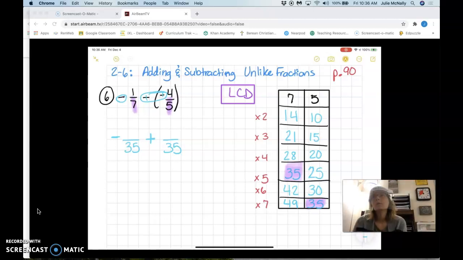Now, I have to write my new numerators on top now. What did I multiply 7 by to get 35? 5. So if I multiplied the bottom by 5, I have to do what? Do it to the top as well.